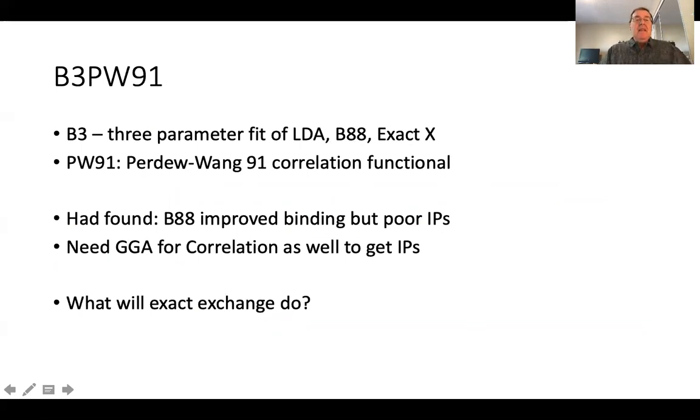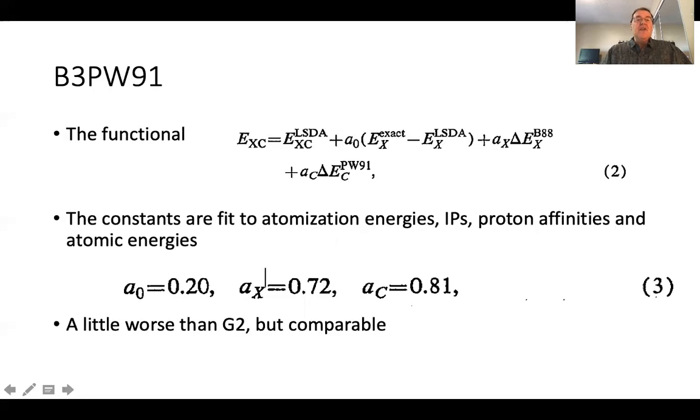And what he found was that B88 improved binding in atoms, but gave poor ionization potentials. He found he needed a GGA for correlation to get the IPs. And then the question is, what will exact exchange do? So here's what the functional looks like. It's got local spin density. It's got a certain amount of exact exchange compared to local spin density. It's got his GGA, and then it's got the GGA for correlation.